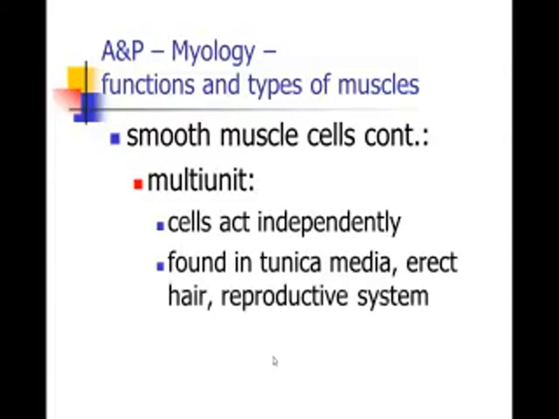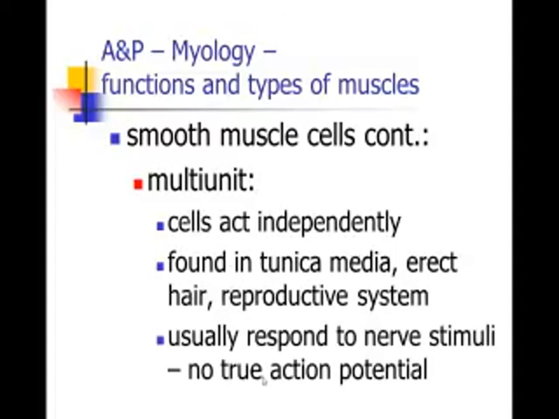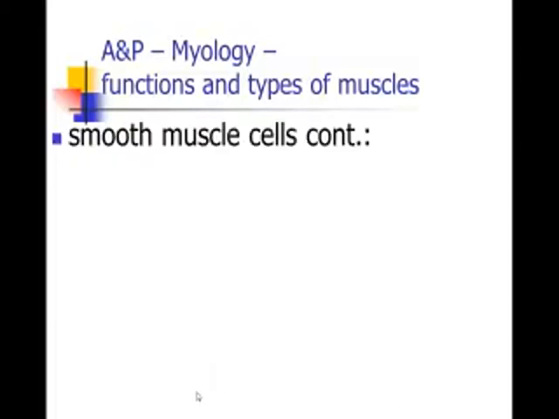And these are going to be found in the walls of blood vessels, the tunica media, which we'll be talking about. The muscles that erect the hair on the surface of your body are multi-unit, and also within the reproductive system we find multi-unit cells. Normally these cells respond to nerve stimulation, but they don't have a normal action potential. Smooth muscles are a little odd in the way their activity goes.